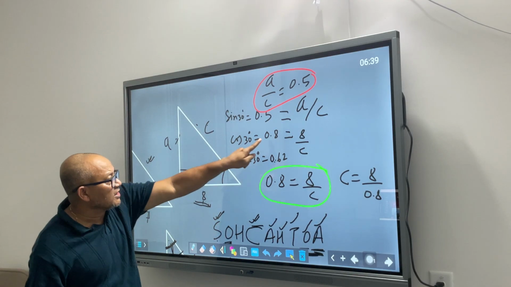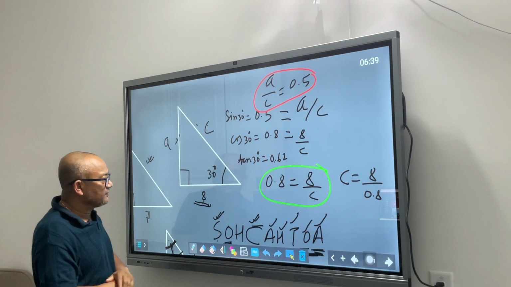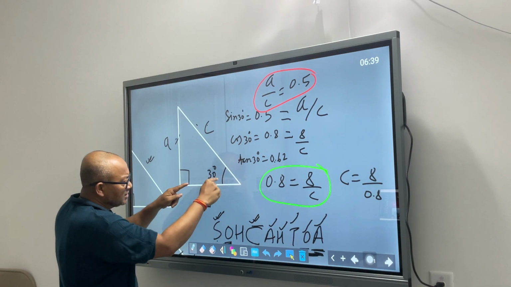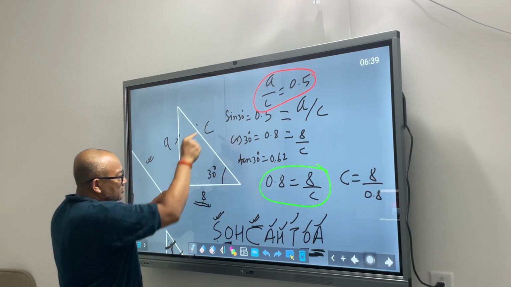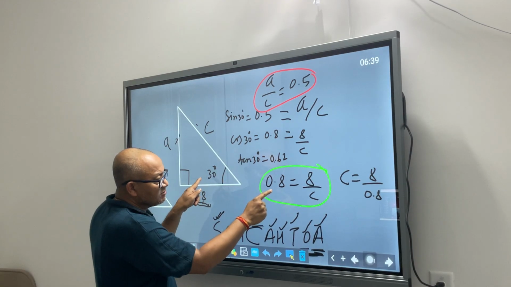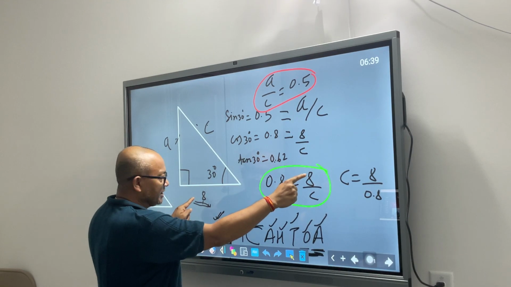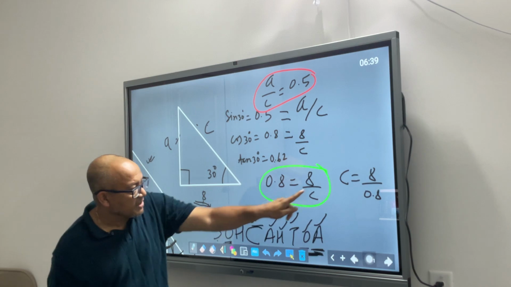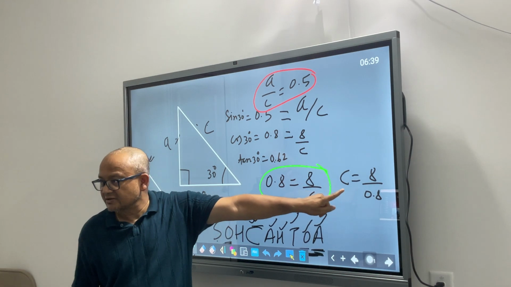Similarly, cos 30 is given as 0.8 in the question itself. What is cos 30 here? Cos 30 is adjacent side by hypotenuse. So cos 30, which is 0.8, is equal to adjacent side, which is 8, divided by C. So from that we can find out the value of C.